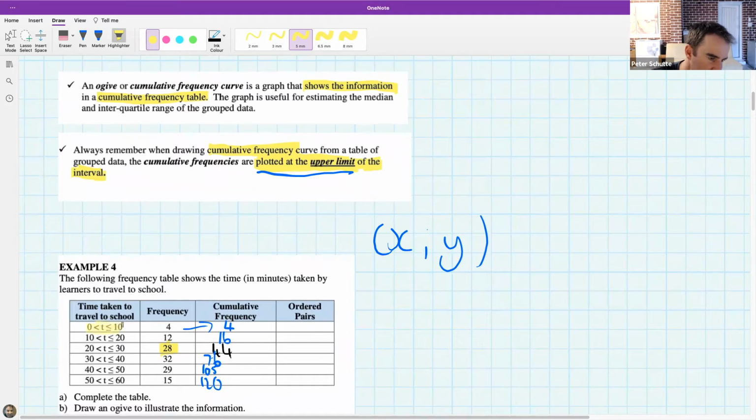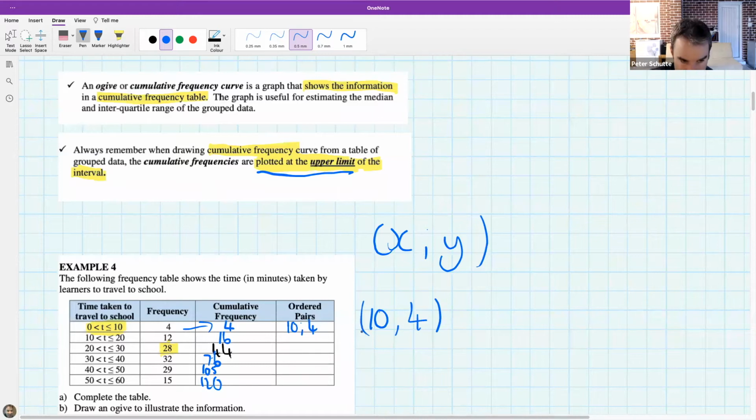So what's the end of interval 1? What do you guys think the end of this interval is? What's the end of 0 to 10? It's going to be, of course, 10. So the x coordinate for our ogive is going to be 10. What is the y value? It's just going to be whatever the cumulative frequency is. So the very first point here is going to be 10, 4.